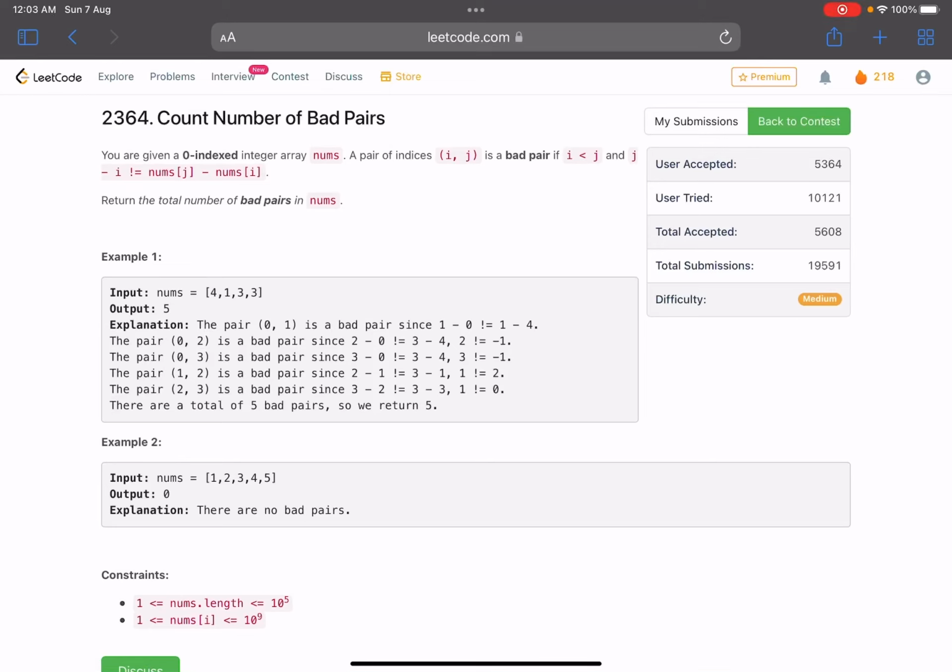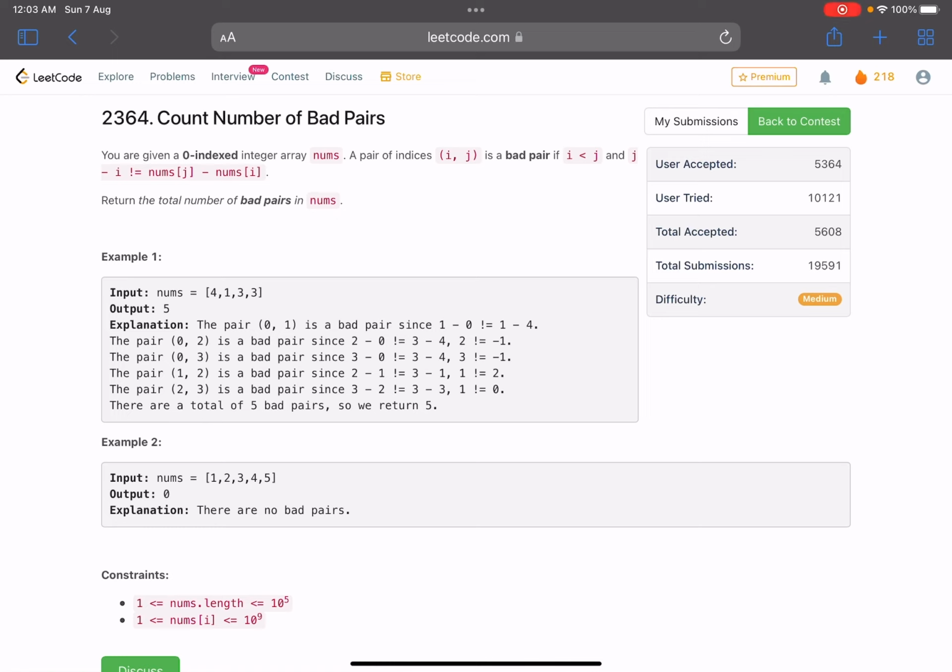In this video, we'll discuss the second problem of Leetcode BiWeekly contest 84. It's a medium level problem. The problem name is count number of bad pairs. The problem statement says that you are given a zero indexed integer array nums. A pair of indices i, j is a bad pair if i is less than j and j minus i is not equal to nums of j minus nums of i. Return the total number of bad pairs.